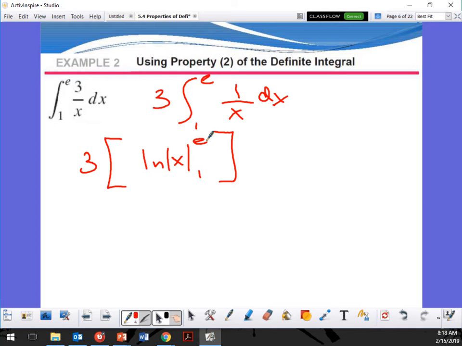Okay, so now let's keep going. Plug it in, top minus bottom. What is ln of e? 1. So it's going to be 3 times 1 minus my lower bound. ln of 1 is 0. So my answer is 3.